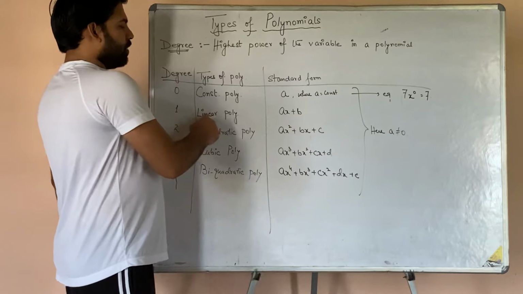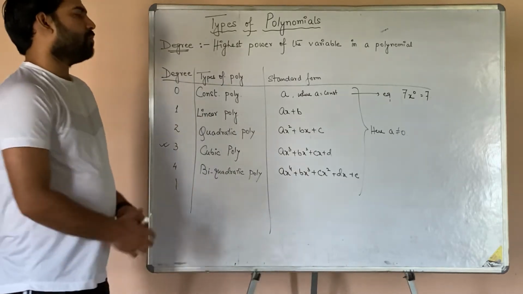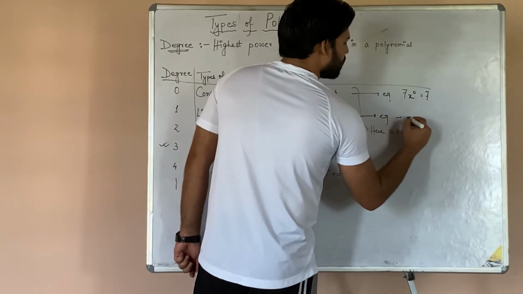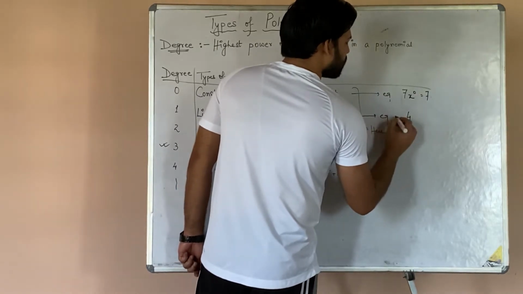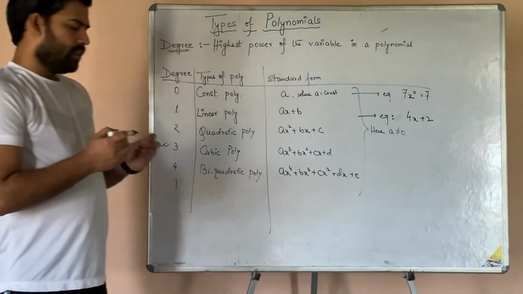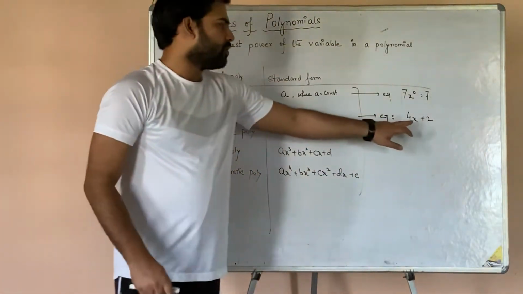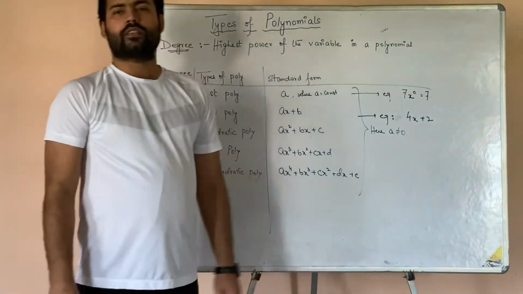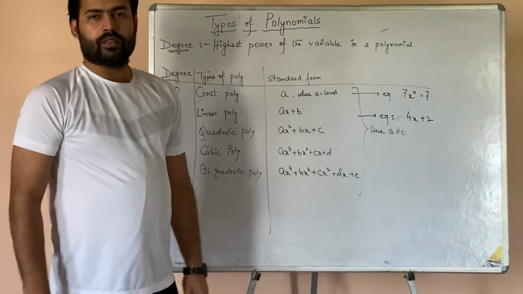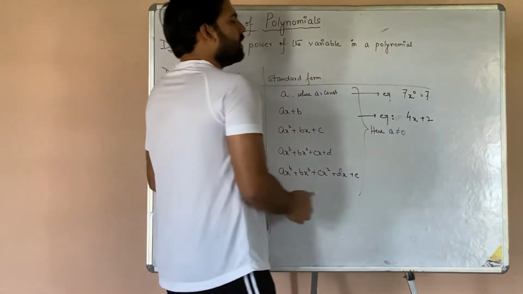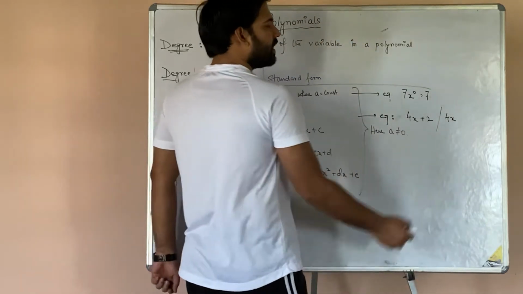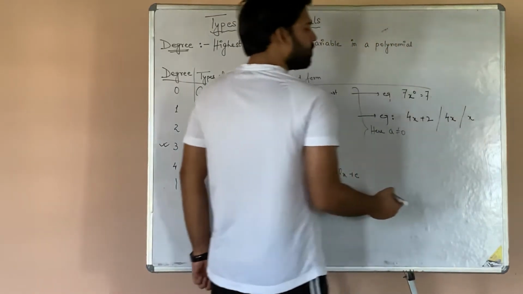Apart from that, the next polynomial is the linear polynomial, ax plus b. For example, if I am writing an example like 4x plus 2, this is a linear polynomial. 4x to the power 1 plus 2. So the highest power of the variable is 1, so this is a linear polynomial. Here you need to understand, a linear polynomial can also be written simply as 4x, or it can simply be written as x.